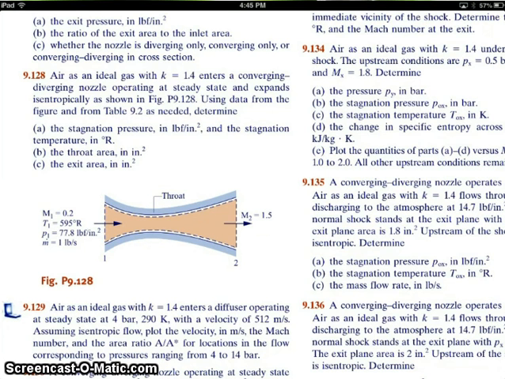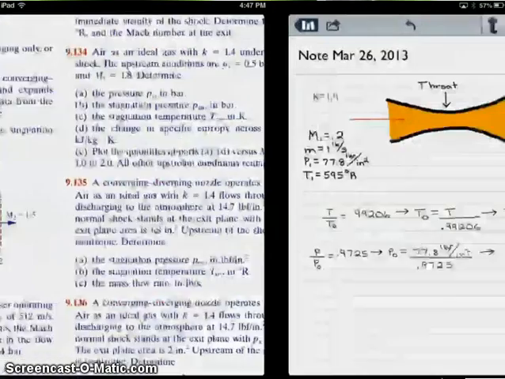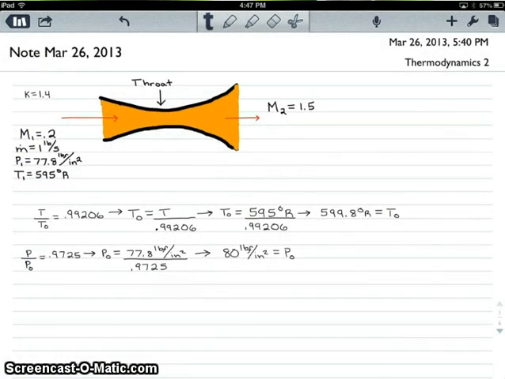Now let's first draw and write out all given information for air as an ideal gas. And as you can see here, I've already done that. We know that our Mach number at state 1 is 0.2. Our mass flow rate is 1 pound per second. Our initial pressure is 77.8 pounds per inch squared. And our initial temperature is 595 degrees Rankine.